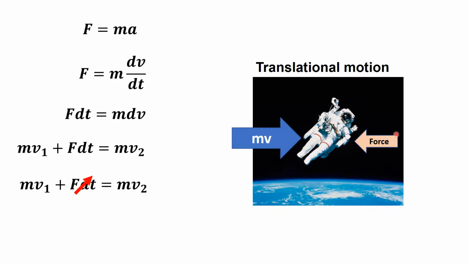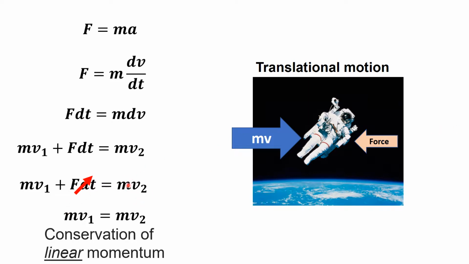Now, if no force is applied to the system, the initial velocity is the same as the second velocity, nothing changes, and we would call that conservation of linear momentum. Velocities are not changing. So if there's no force applied, it's just going to keep floating and floating in the same direction with nothing changing. So that's the linear case.